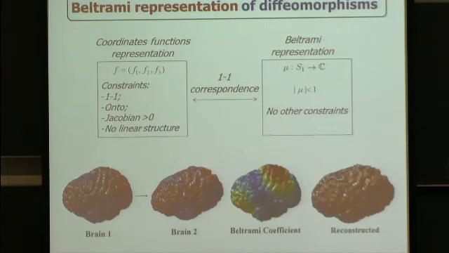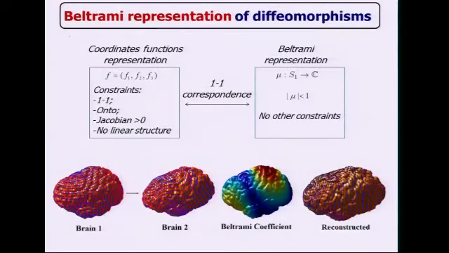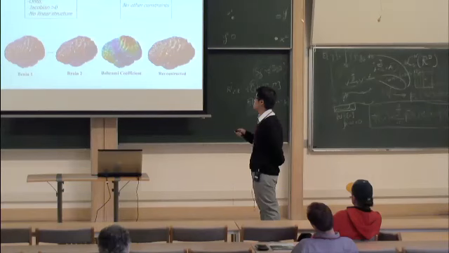It is different from the coordinate function representation, in which you have a lot of constraints. For example, you have to be 1-to-1 and onto, and you have to satisfy the Jacobian constraint. So if you want to find a good registration between surfaces and you manipulate the coordinate function, it is very difficult for us to enforce this constraint. But if we work in this Beltrami coefficient space, then it's very easy for us to enforce this constraint.